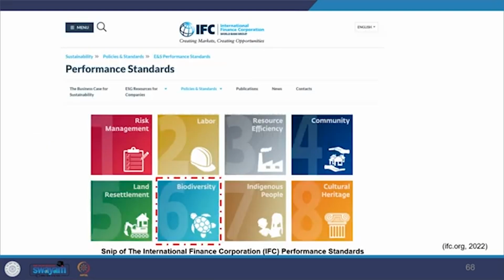So looking at IFC, you see the performance standards which are particularly related with this are performance standard 1, which involves assessment and management of environmental and social risk and impact. And then you also see performance standard 6, which deals with biodiversity and sustainable management of living natural resources. So you can find those things. The link is also given to you.